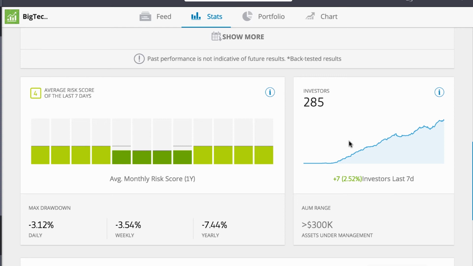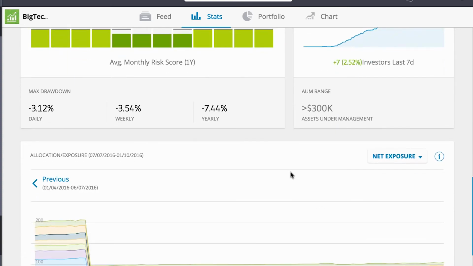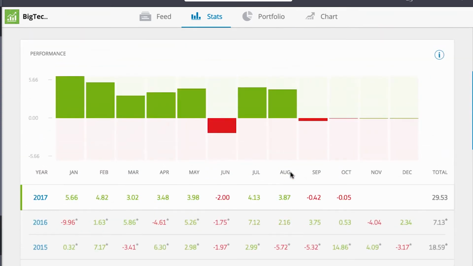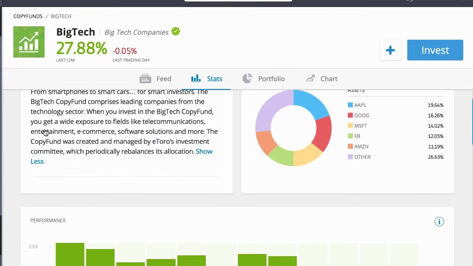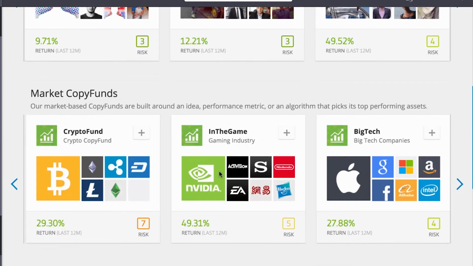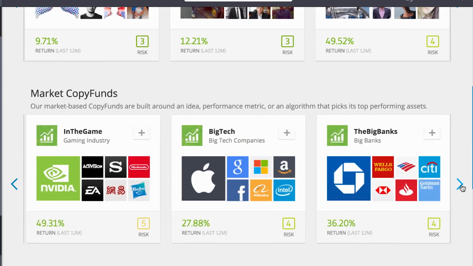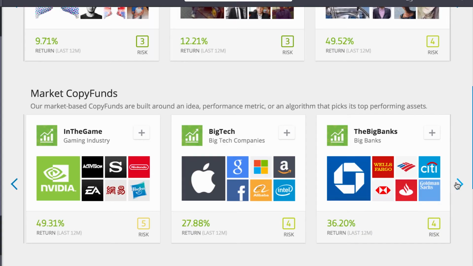It's only got 285 investors, plus 7 over the last day. And you can see a little bit more information about that there. So there's a wide variety. Crypto, copy fund, big tech, the big banks. Let's say you don't want to buy an individual bank, but you think banking overall is going to do well. They've got the big banks.